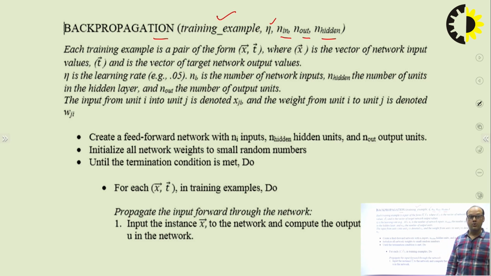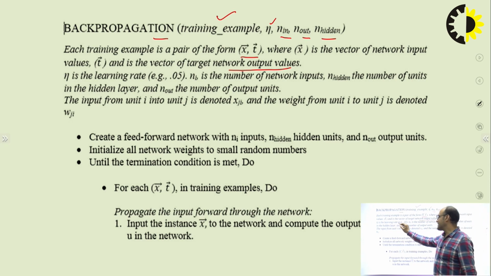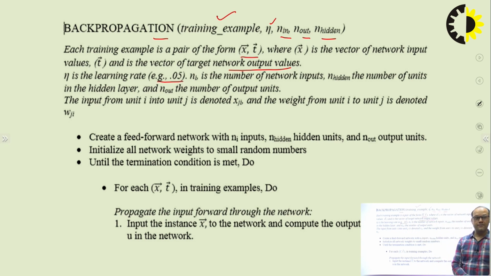Each training example is a pair of the form x comma t. This is a vector representation where x is a vector of network input values and t is a vector of target network output values. Eta is the learning rate. For example, we will consider the learning rate as 0.05. The value lies between 0 and 1.